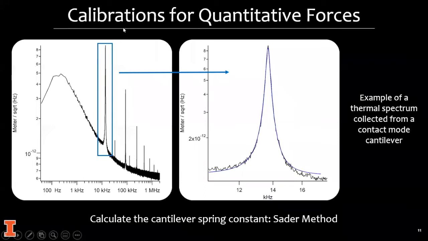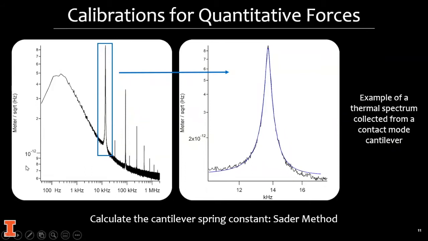So after you have your sample and your tip chosen, you are ready to start your experiments, but the first thing you want to do is perform some calibrations on your cantilever, because we want to take some quantitative force measurements. So we want to look at how we measure the spring constant of the cantilever, and we use something called the Sader method.